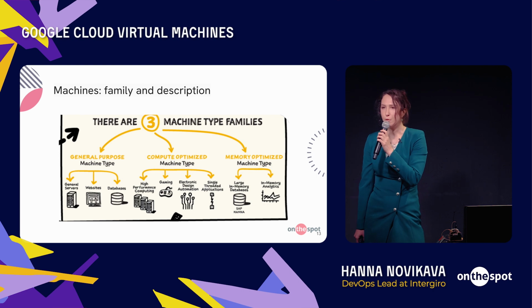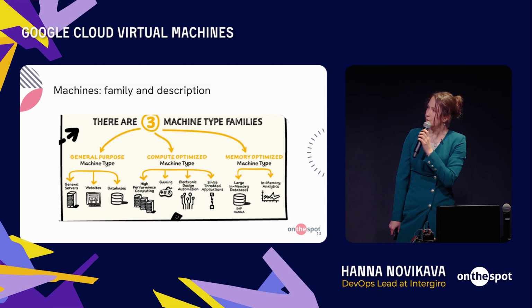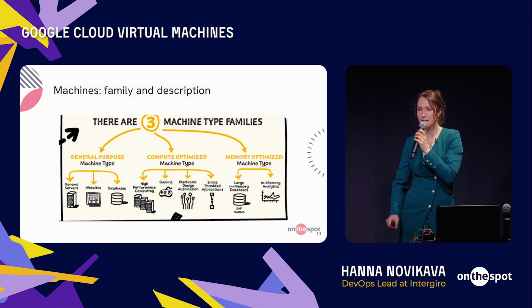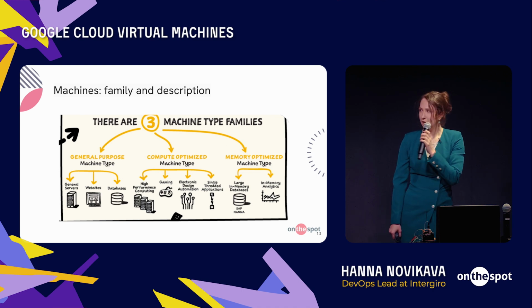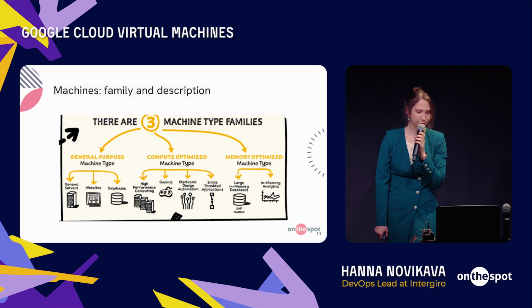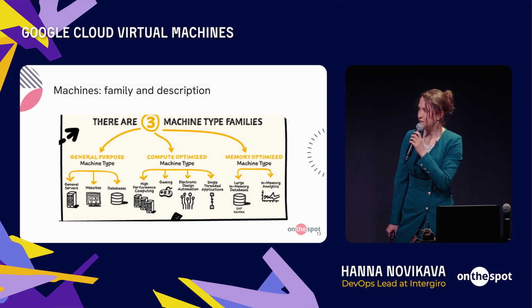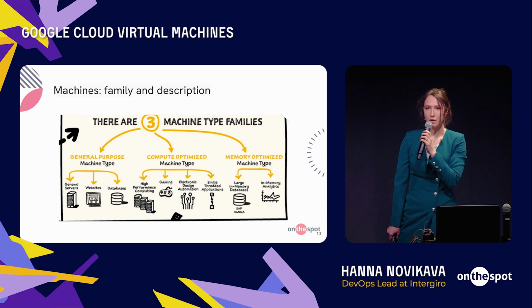You can see here some popular types of virtual machines. For example, general purpose. They're the most popular, and they have the biggest number of different features. Also, we have compute optimized and memory optimized. Compute optimized is for some hard things like ML or maybe some game dev features, and memory optimized is for databases and some analytics.